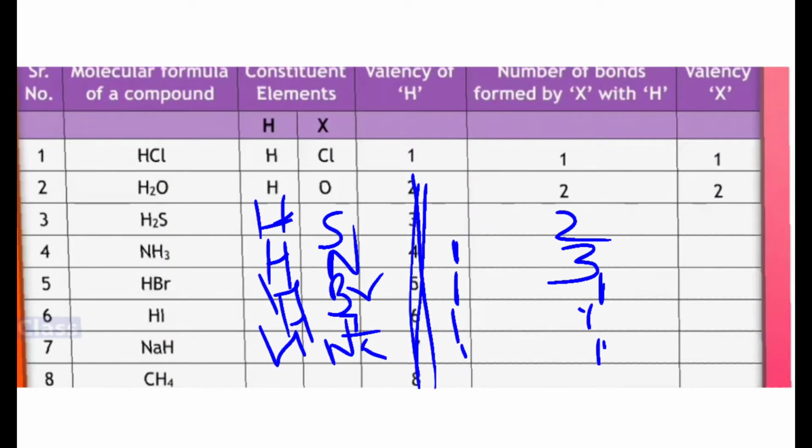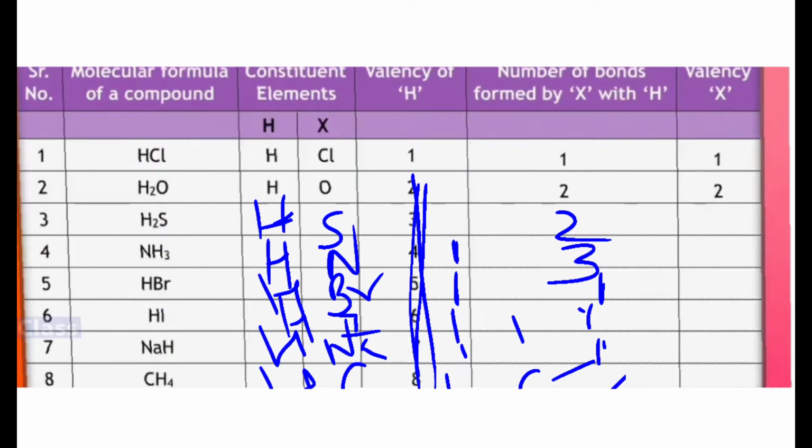Now we have CH4. We have H, and X is C. The valency of hydrogen is 1. So for carbon, the diagram will look like this. I'll just draw C and then 4 bonds here, and each time H will be there. So 4 bonds will be there, so the valency of carbon is 4.